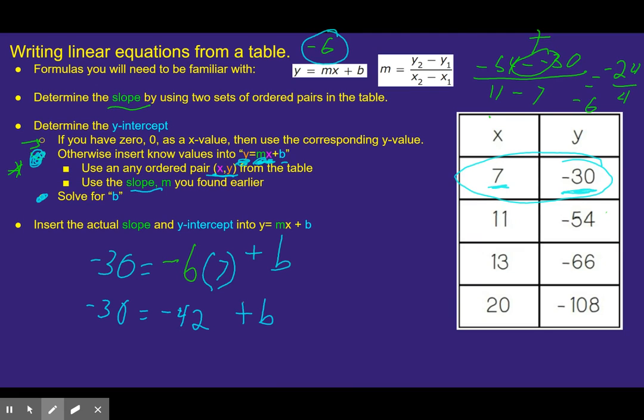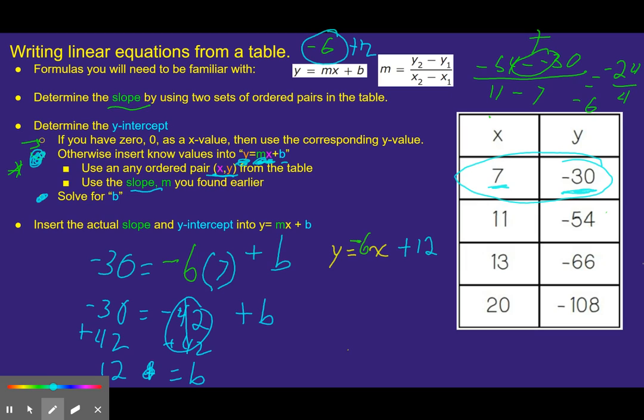All right, go ahead and add 42 to both sides. You end up zeroing out, and this is 12. Whoops, 12 equals b. So now, hey, you got your b, it's a positive, you plug in your values. So there you go, you end up with y equals negative 6x plus 12 after you do the final step of inserting your values.